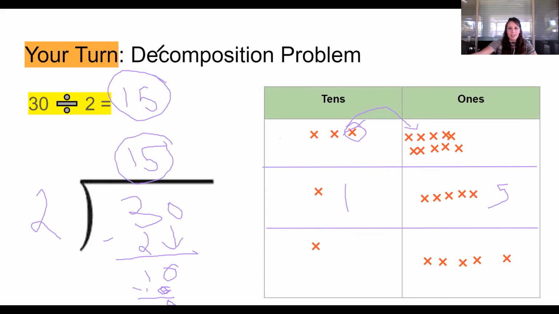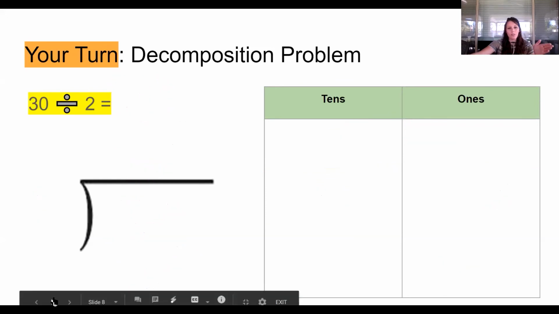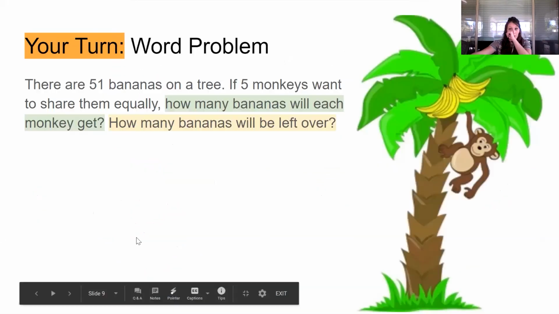Awesome job, guys. Give yourselves a pat on the back. You did wonderful on this problem. Now we're going to do a word problem. And once again, this is your turn. So here is our problem.